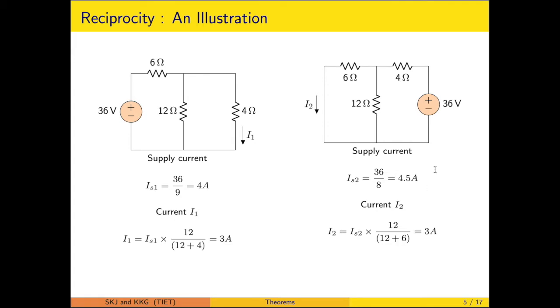Now the voltage level value is 36, the current level value is 3. So the ratio is not going to be changed, or the ratio will be the same whether in the first circuit or the second circuit. So this is a reciprocal network.